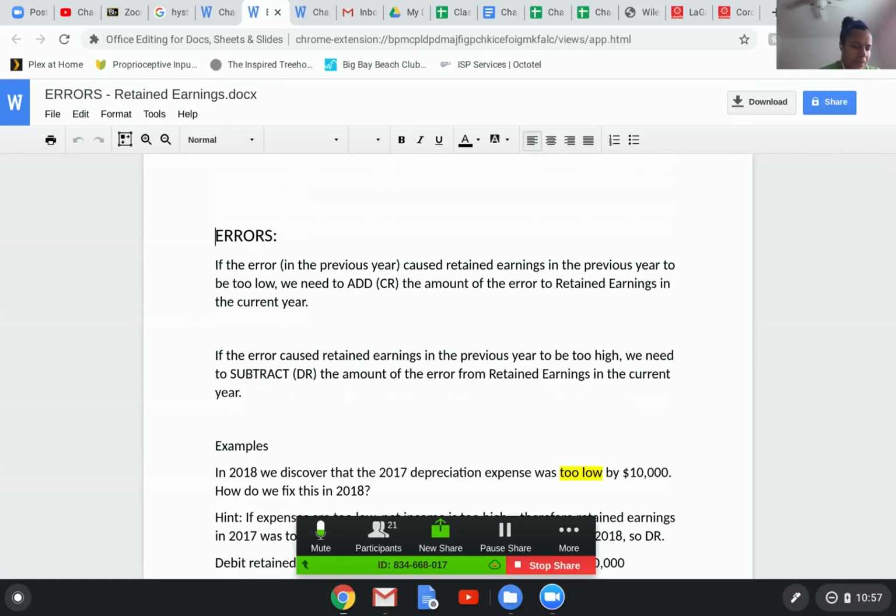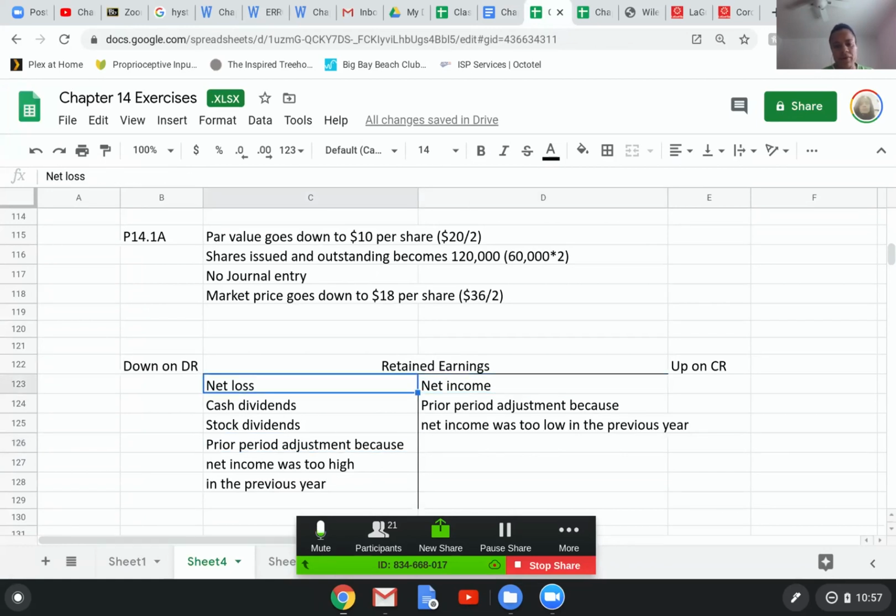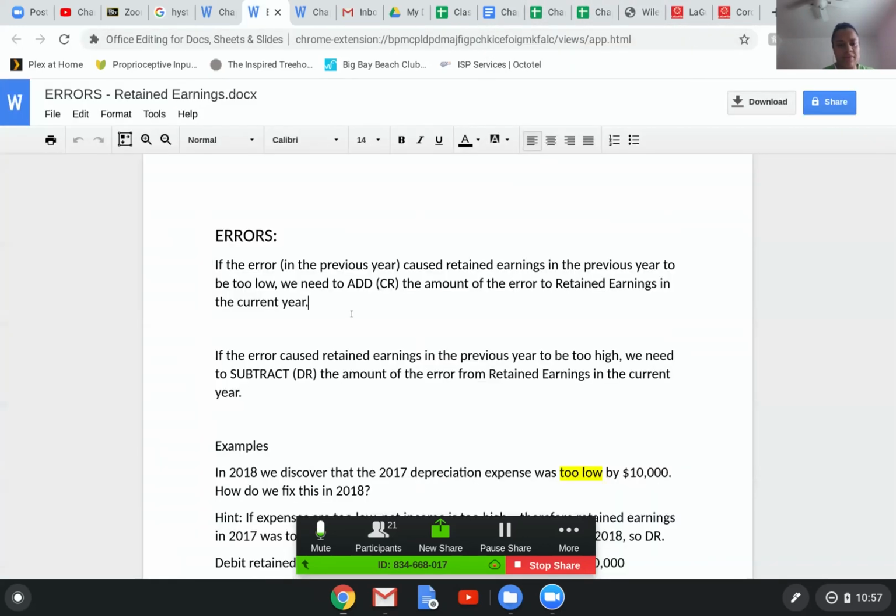Not all of the examples have prior period adjustments. So it's not always going to come up, but I think the classic parts of retained earnings are not that hard to follow: net income, net loss, and the two dividends. Normally people have problems with the adjustments. So looking again at errors, if the error in the previous year caused retained earnings in the previous year to be too low, we need to credit the amount of the error to retained earnings in the current year.